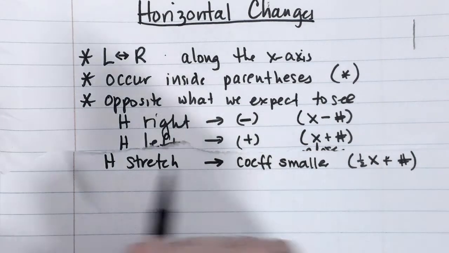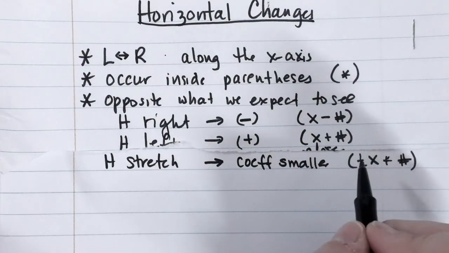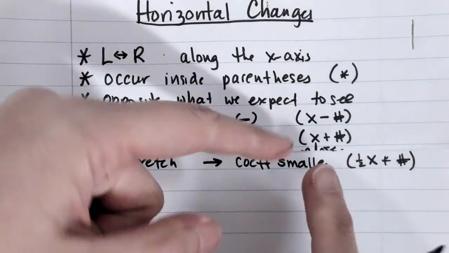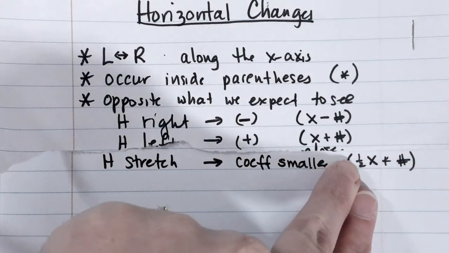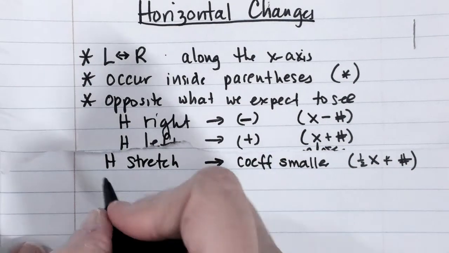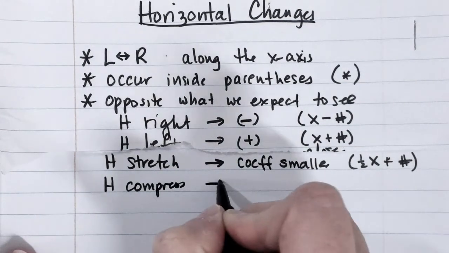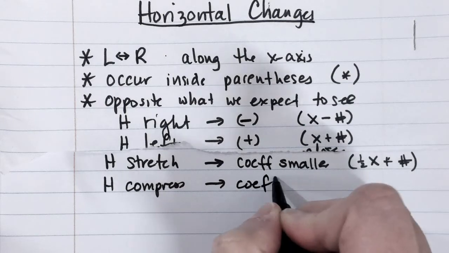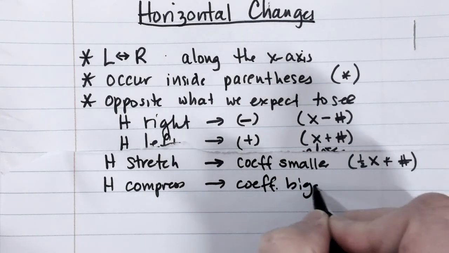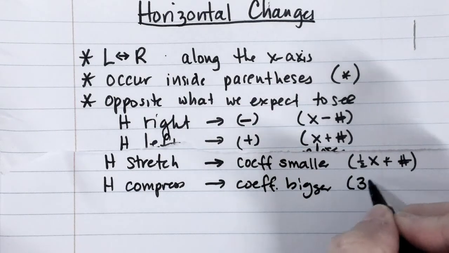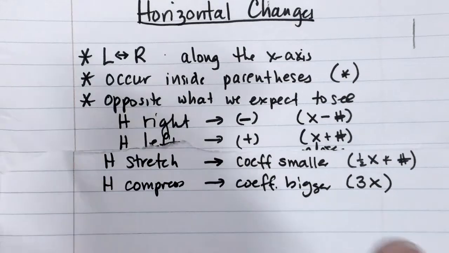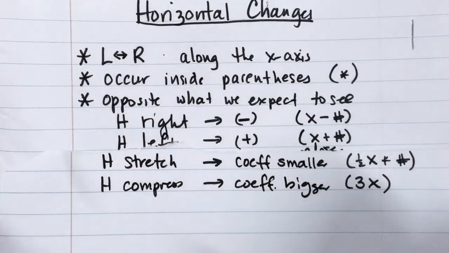Okay. So I would think this means it's getting flatter. Nope, because inside there it's opposite town. And for a horizontal compress, the coefficient gets bigger. So it will be like 3x inside the parentheses. This only changes things inside the parentheses.